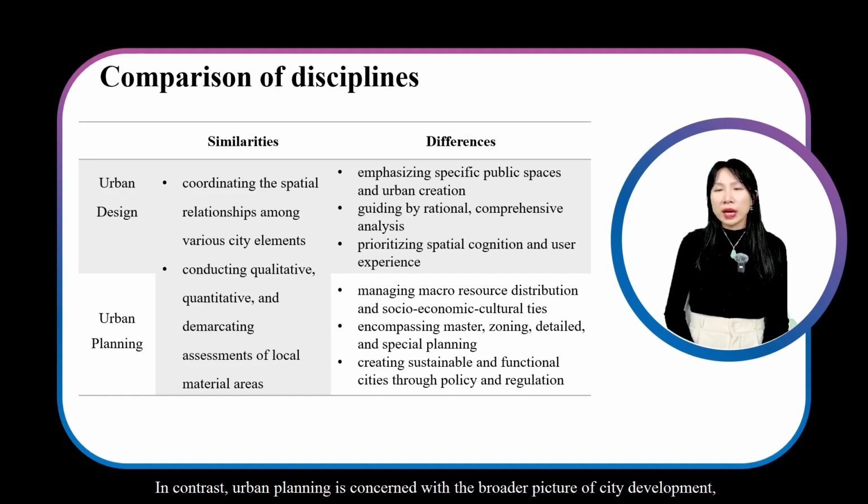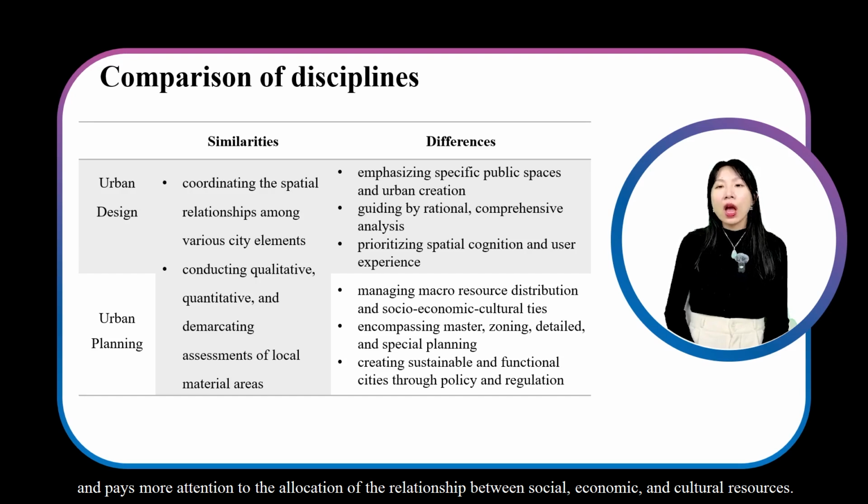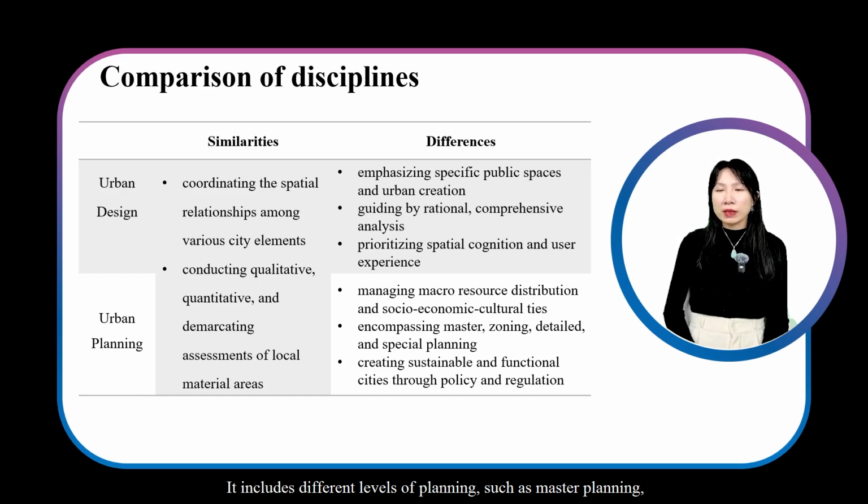In contrast, urban planning is concerned with the broader picture of city development and pays more attention to the allocation of the relationship between social, economic, and cultural resources. It includes different levels of planning, such as master planning, zoning, special district planning, and others. The purpose of urban planning is to solve the overall urban positioning, urban nature, multi-plan coordination, and planning layout. This requires planners to have not only a macro perspective, but also be able to coordinate the interests of all parties to ensure sustainable development.